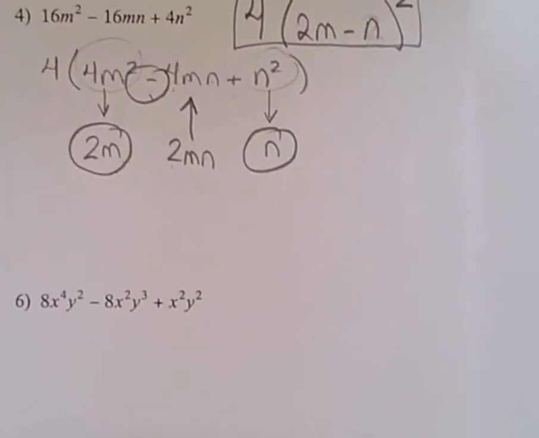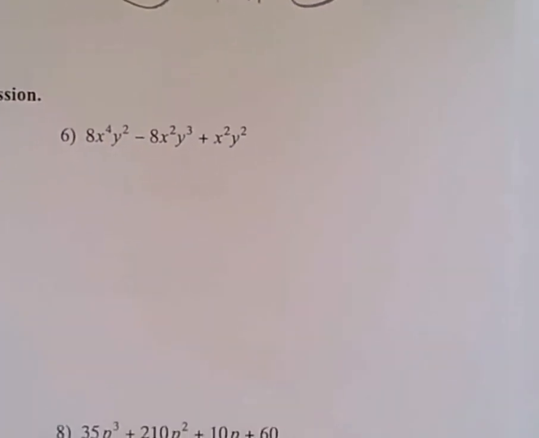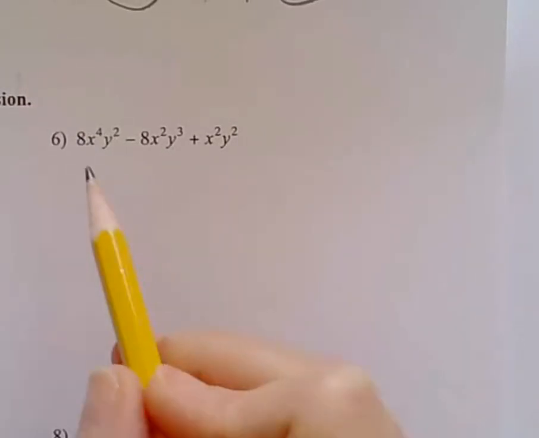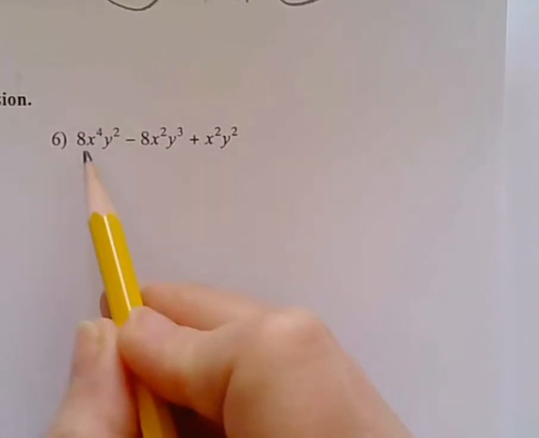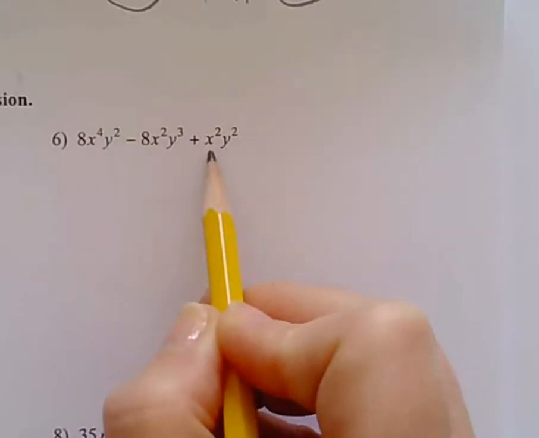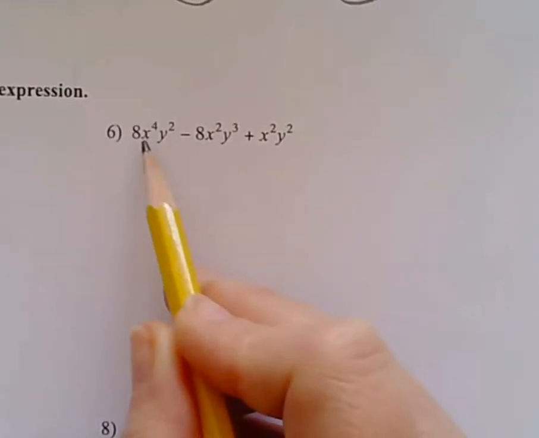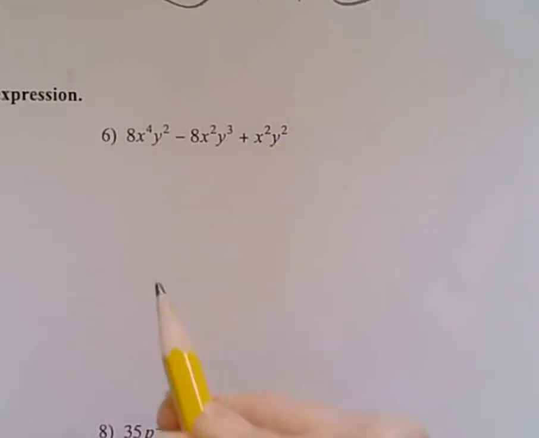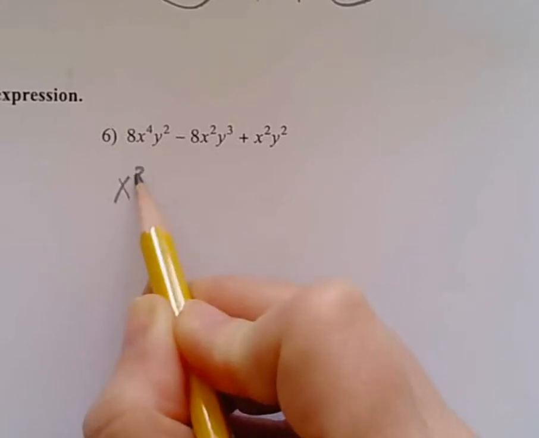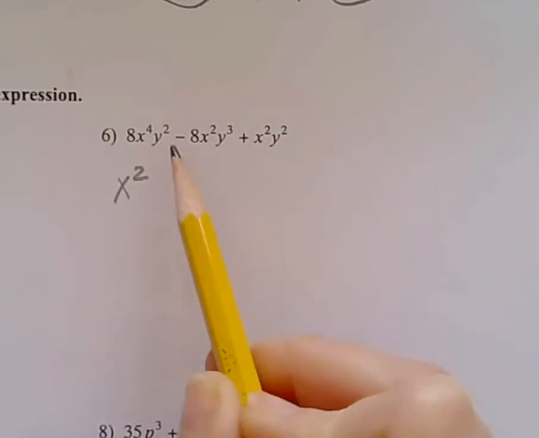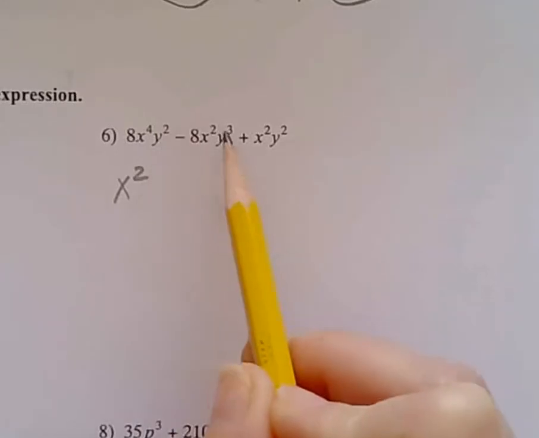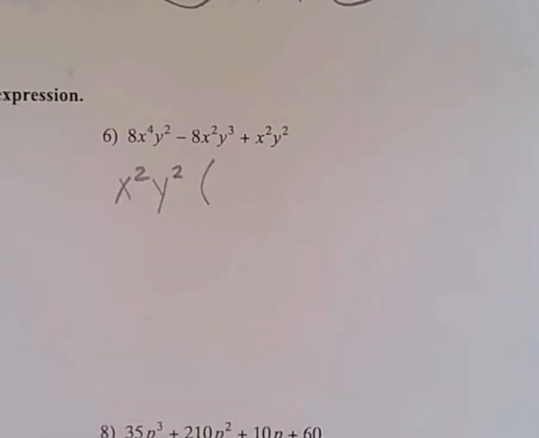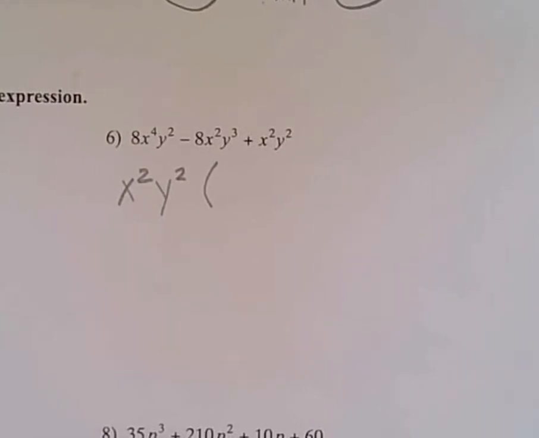Okay, number 6. First thing we always look to do, factor out a GCF. So let's do it. So I'm going to pull out a GCF here, and no number, variable. Well, let's see. X's, I'm just going to look at the exponent. 4, 2, 2 means that I can pull out 2 x's. So here's an x squared. Y's, look at the variables and look at your exponent. 2, 3, 2. I can pull out 2 of them because they all have at least that many.